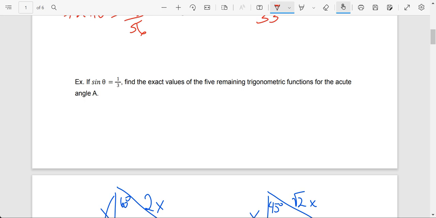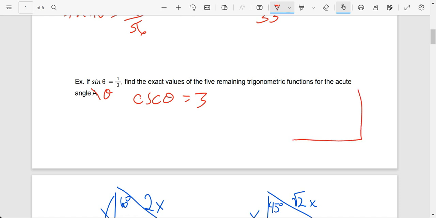Another example here: if sine theta is equal to 1 over 3, find the exact values of the remaining trig functions for the acute angle A. So one thing right away, it should be theta, not angle A. Secondly, one thing you should rattle off right away is its reciprocal. So cosecant theta is equal to 3. Just flip it, 3 over 1, it's 3.